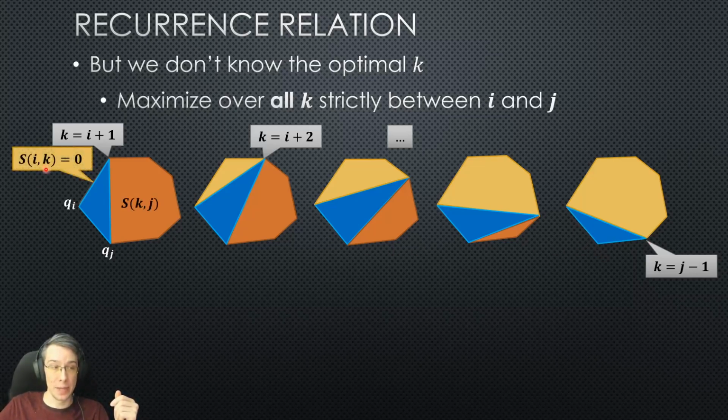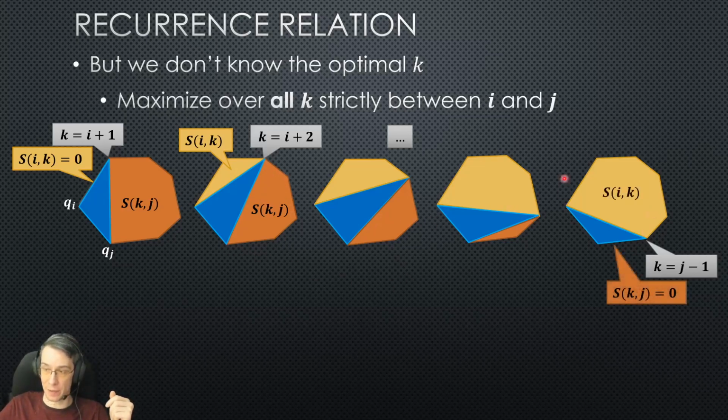Okay, so here we're going to have S of i, k, where k is just i plus 1 in this degenerate case. This is not actually a polygon. The polygon to the left of this triangle doesn't actually exist, so it's just going to be 0. And S of kj is what we're computing here on the right. And then, similarly here, this is our S of ik, so qi all the way up to qk, and then here's our k all the way up to j, and so on.